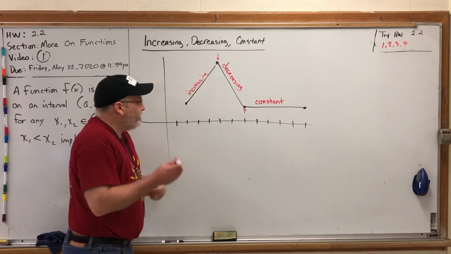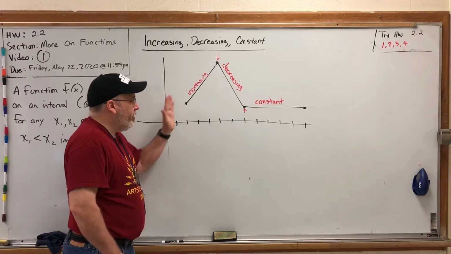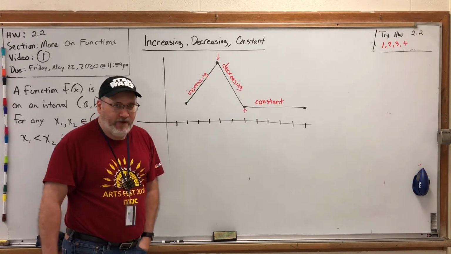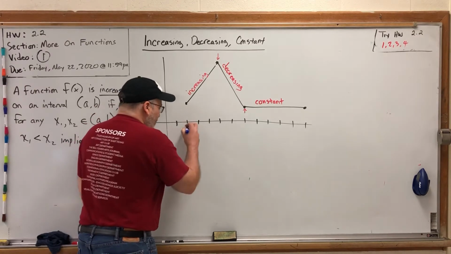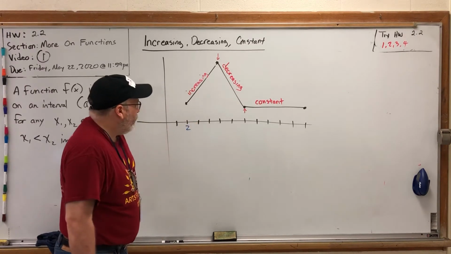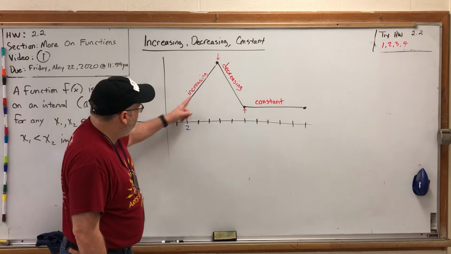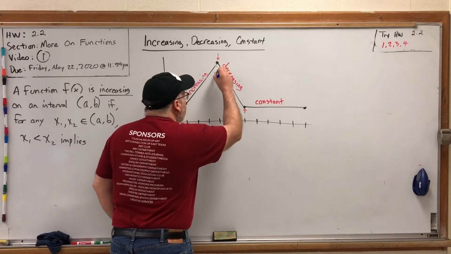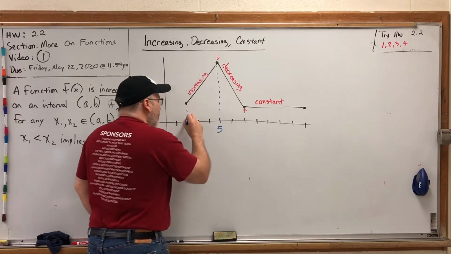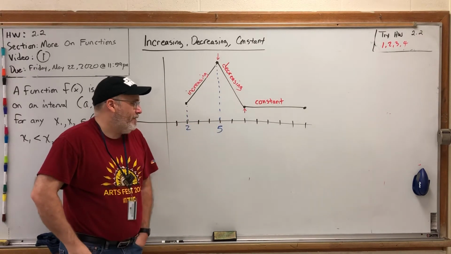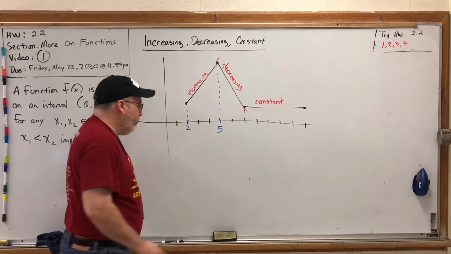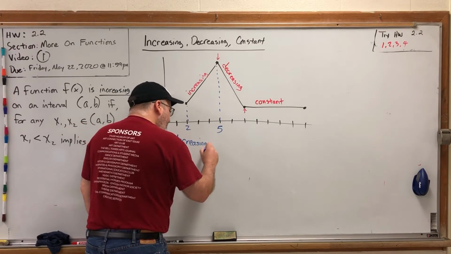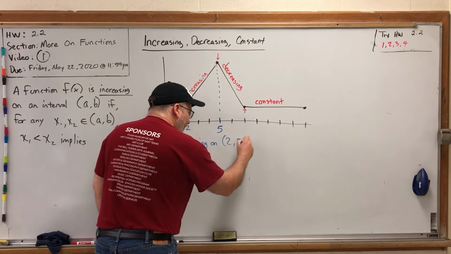Well, let's think about when you are increasing on this graph. Where does this graph begin in terms of x values? Looks like it begins at 2. And where does it stop increasing? If I do it correctly, this is at 5. So between 2 and 5, this graph is increasing. So we could say that it's increasing on the interval 2, 5.